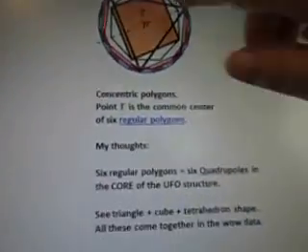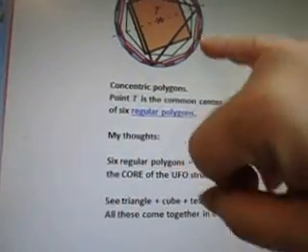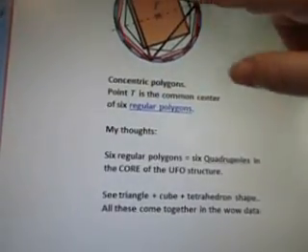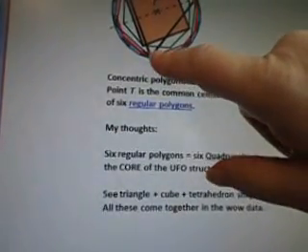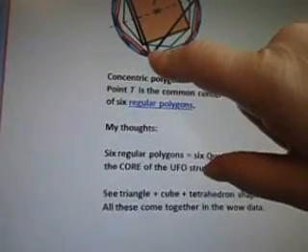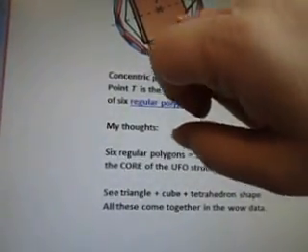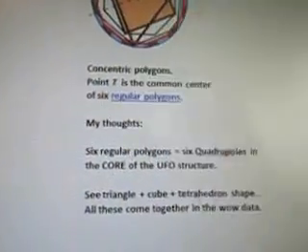Concentric polygons. Points. 1, 2, 3, 4. Hey, there we go. Look, we got 1, 2, 3, 4, 5, 6. So we could put our quadrupole magnets right here. Those would be going there, and then the monopole magnets, I wonder if they go in between these two. Not sure yet.